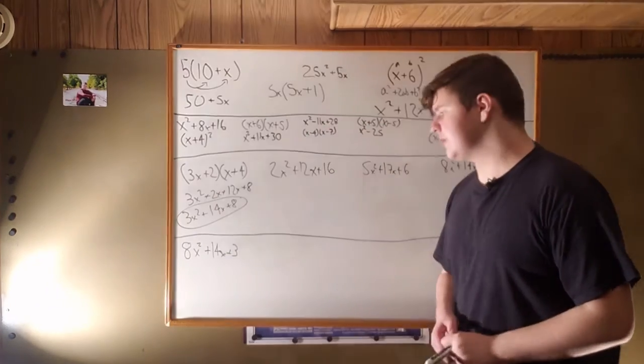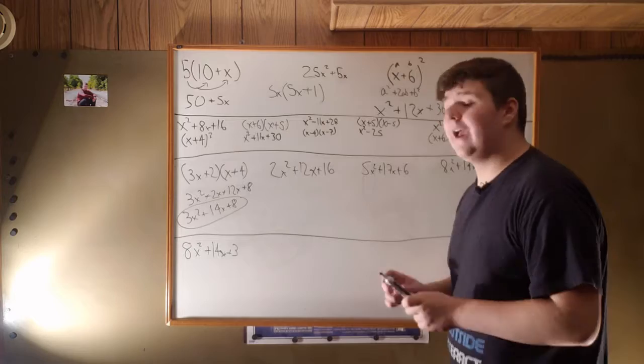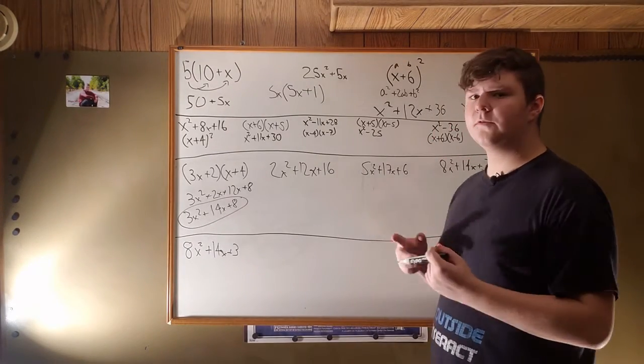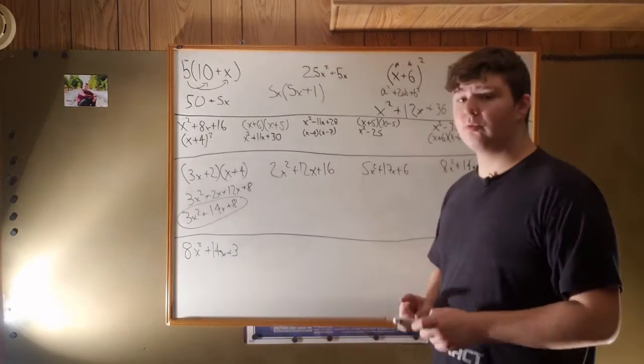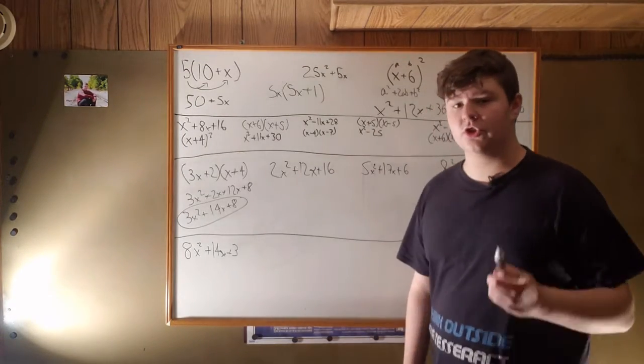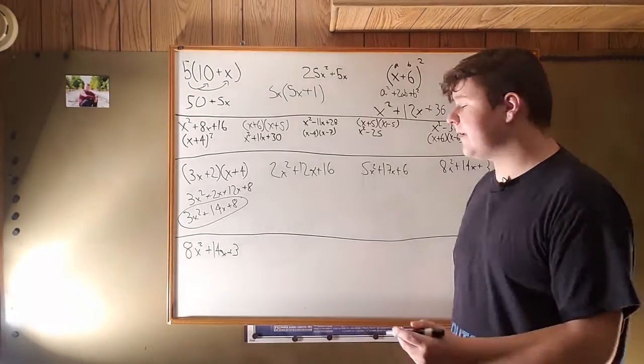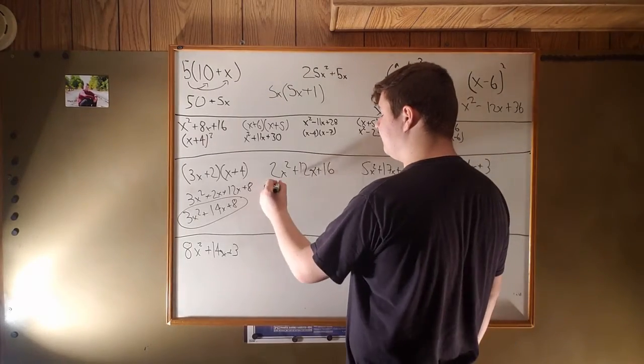3x squared plus 14x plus 8. Now we have to do the opposite of that. So when you do this, there's a few things you could do. In this case, we know that the number in front of the x squared is 2. 2 goes into both of these numbers, so we can factor that out right off the bat.